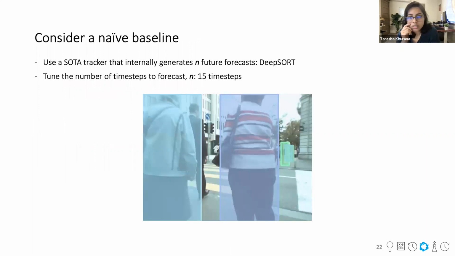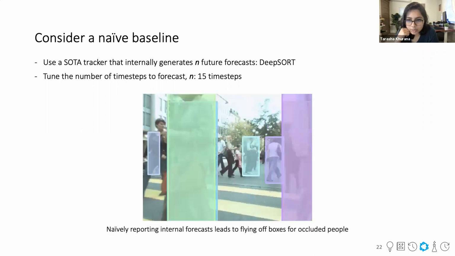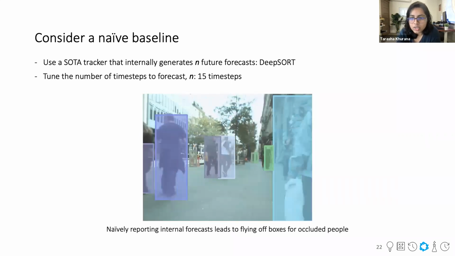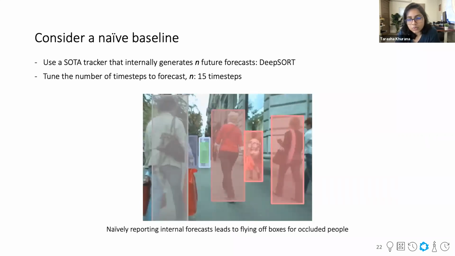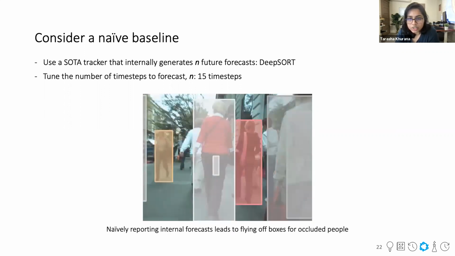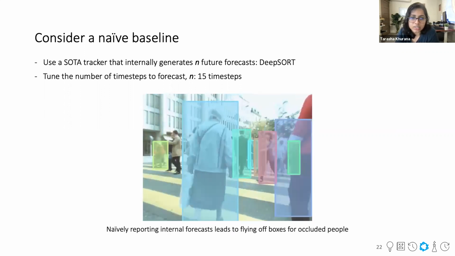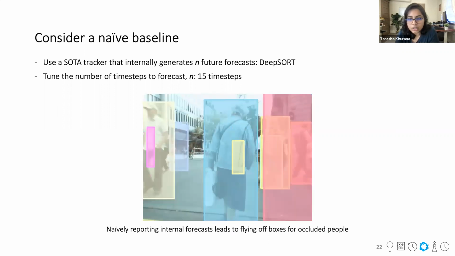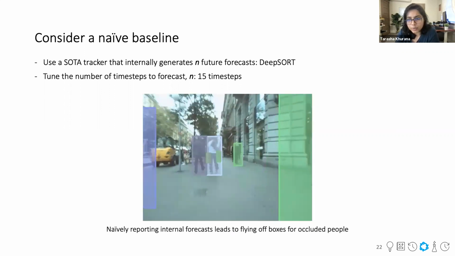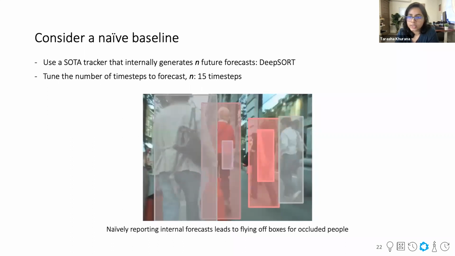So given the past work in this direction, let us look at a straightforward way to modify an existing state-of-the-art algorithm like DeepSORT to detect occluded people. We could first start by reporting all n internally generated forecasts in DeepSORT, which it otherwise does not report. And we can tune this n parameter to reduce the number of false positives that these forecasts would generate. This actually proves to be a naive but reasonable baseline strategy for detecting occluded people.